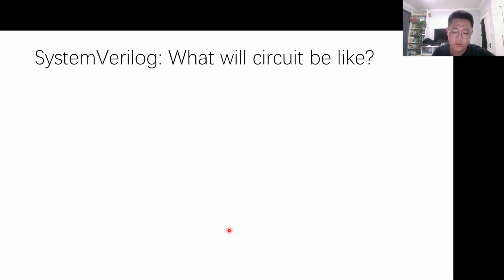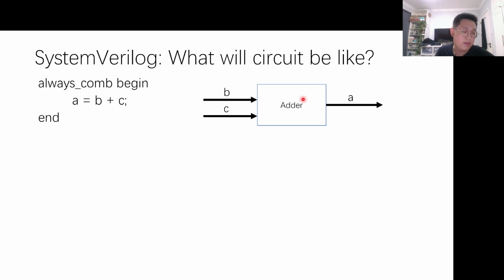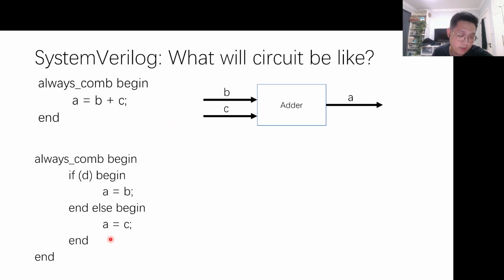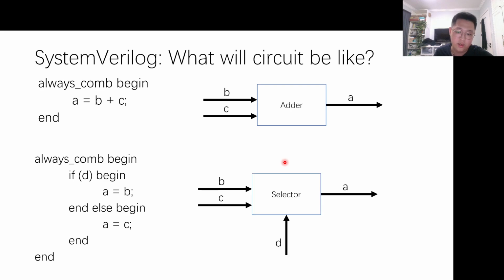First, we'll go through some basic examples, like a simple addition. In SystemVerilog, it becomes an adder circuit, not adding assembly instructions like add or move or something else. And a branching operation, like assigning B or C into A depending on D's value, would become a selector circuit in SystemVerilog.